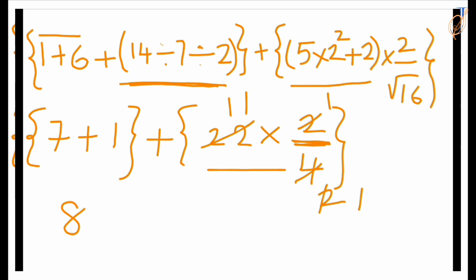So 7 plus 1 is 8, plus 11 times 1 is 11. So your answer is 19. To understand very well, I will explain one more problem.